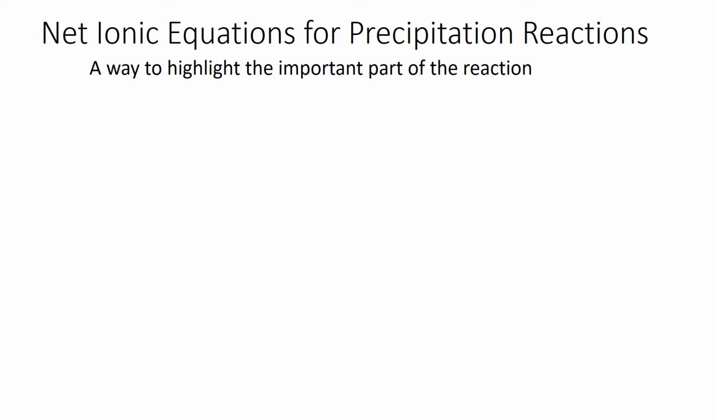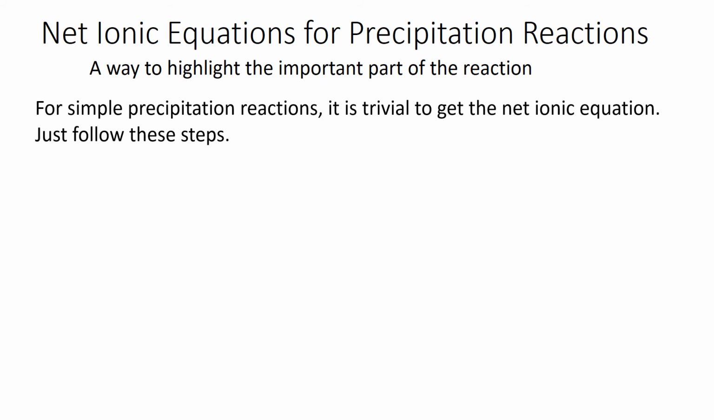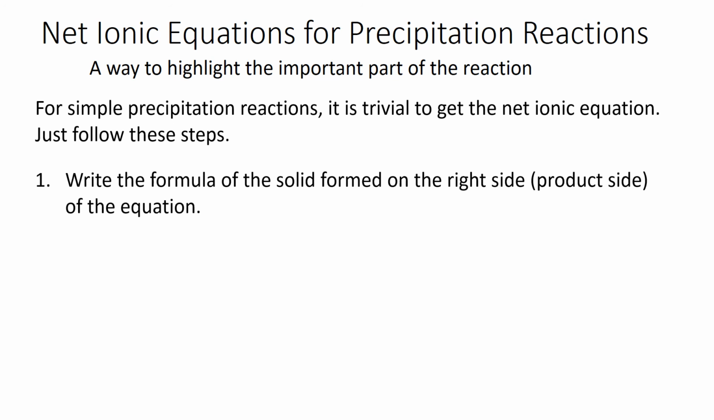Last part of this video, I want to talk about net ionic equations for precipitation reactions. It's really a way to highlight the important part of a reaction. For these simple precipitation reactions, getting the net ionic equation is very, very straightforward. It's really easy. So just do this. And this applies just to precipitation reactions. Later on, you're going to encounter other reactions in solutions, and their net ionic equations will be a little different, but we'll wait until we get to those before we talk about them. So what we're going to do is write the formula of the solid formed on the right side of the equation.